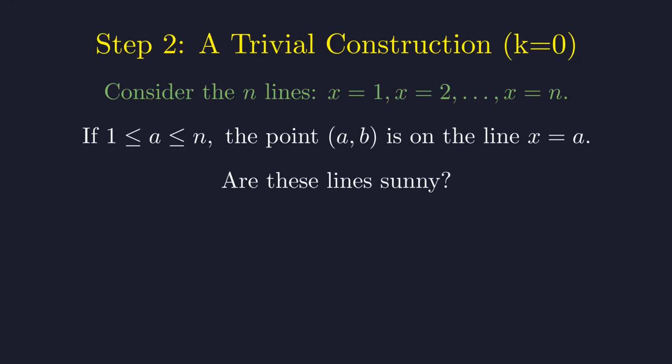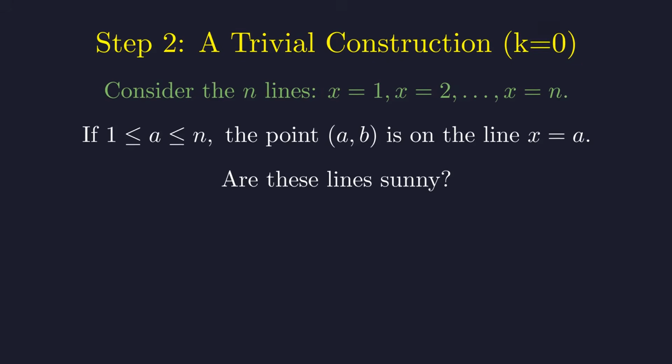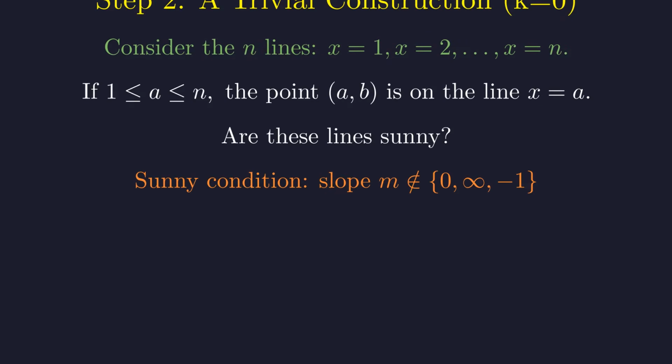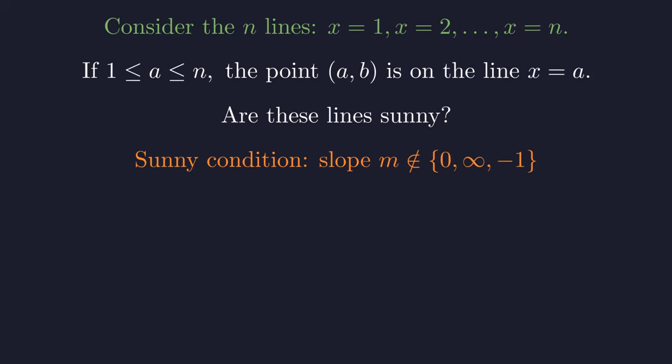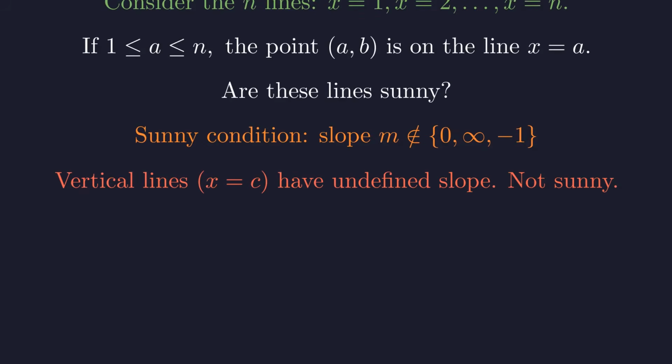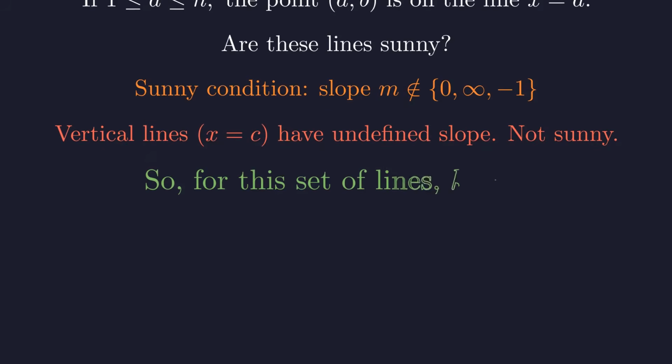Now we need to count how many of these lines are sunny. Recall the definition. A line is sunny if its slope is not 0, undefined, or -1. Vertical lines have an undefined slope, which is one of the 3 forbidden values. Therefore, none of these lines are sunny. This construction shows that it is possible to satisfy the conditions with 0 sunny lines. So k equals 0 is a valid solution.